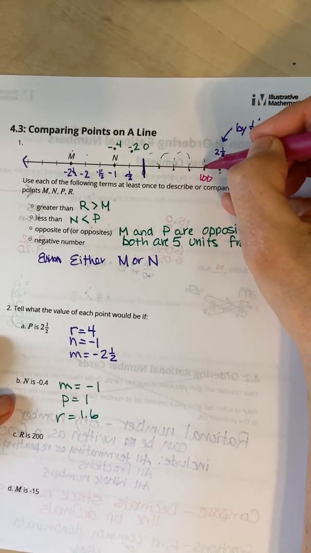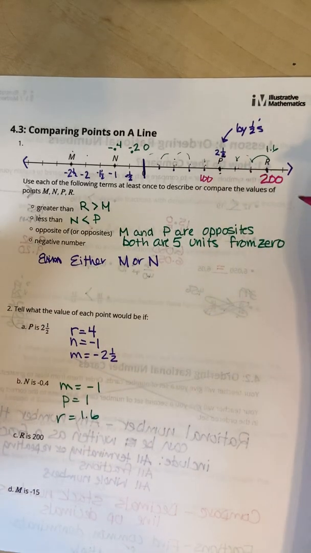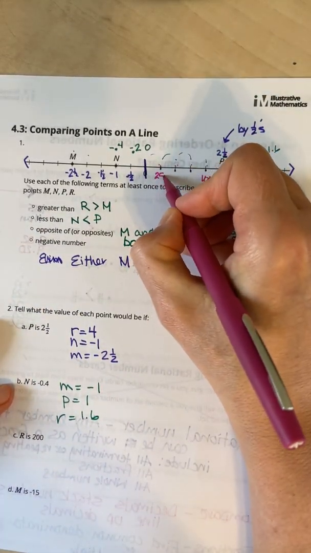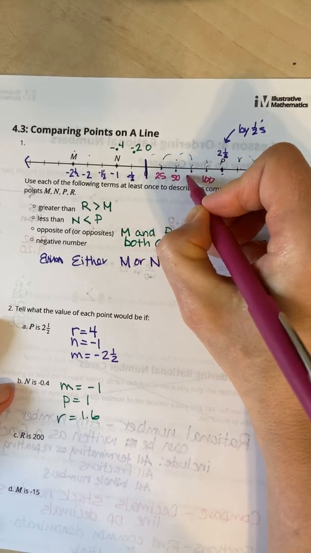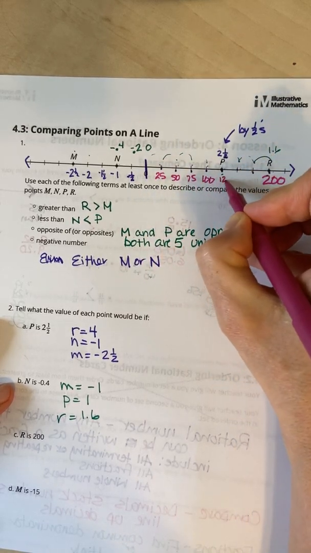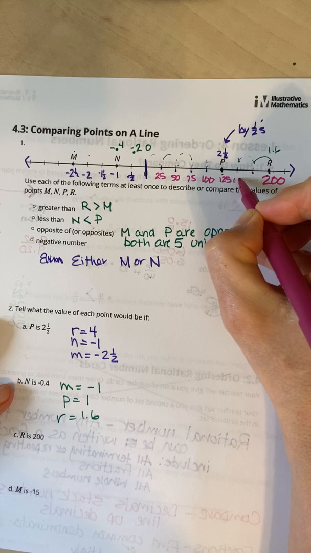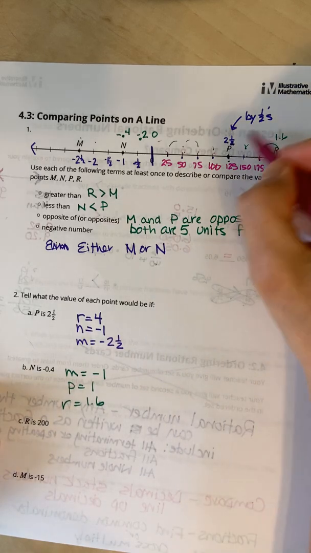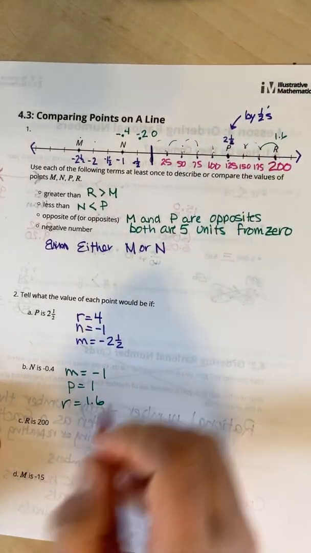Now, there's 4 in between everything. So I'd have to figure out what is 100 divided by 4, which is 25. So each thing is 25. This would be 50, 75, 100, 125, 150, 175, 200. So I'm just trying to figure out a scale, okay? So if R is 200, that means P is 125.